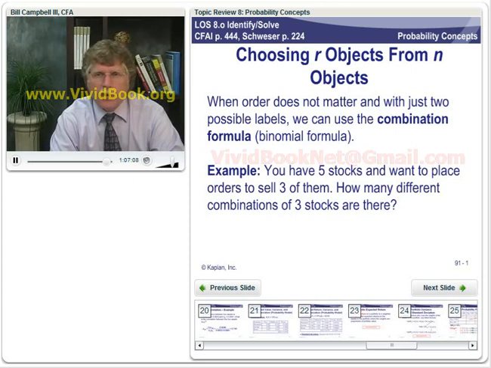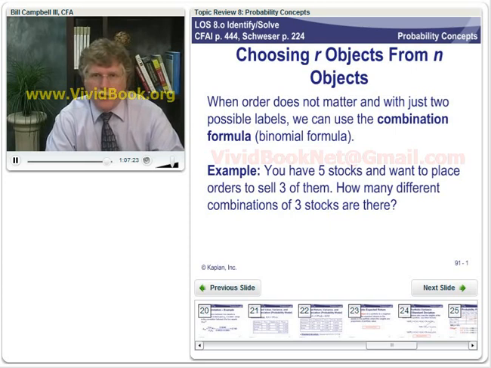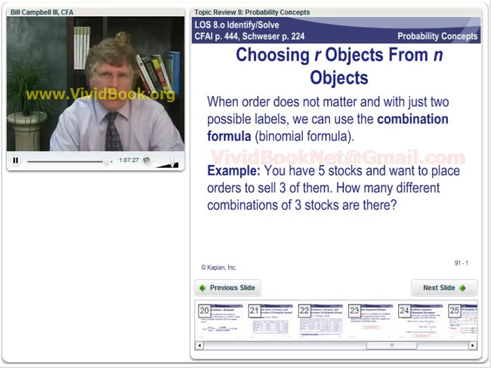Combinations means order doesn't matter. You have 5 stocks and you want to place orders to sell 3 of them. How many different combinations are there? Well, it doesn't matter whether you place the sell order first on A, then on B, then on C, or first on C, and then on B, and then on A. They're all the same. So the order doesn't matter.